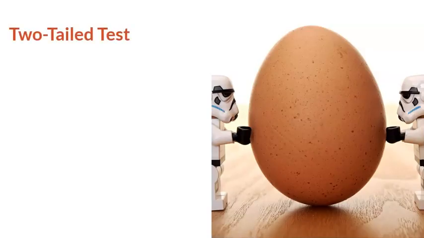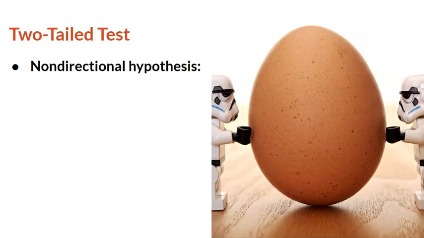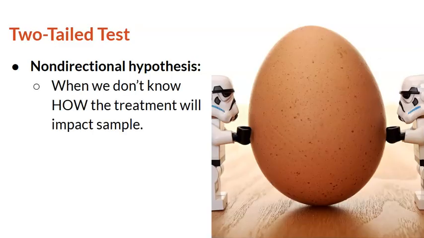A two-tailed test is the first hypothesis test that you learned how to do. This test uses a non-directional hypothesis. The prefix non means not or unknown. In other words, we do not know in what direction the sample will go. The treatment given to the sample may increase or decrease the sample score. We use a non-directional hypothesis when we do not know how the treatment will impact the sample. The two-tailed test is the most common test used, especially when conducting new research.